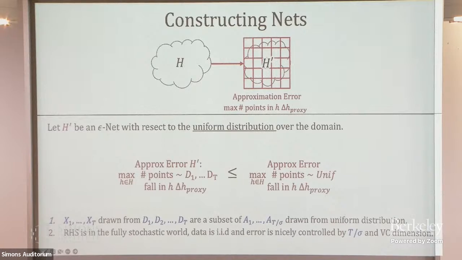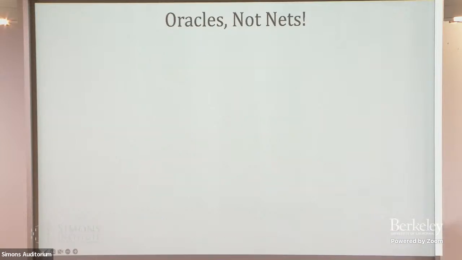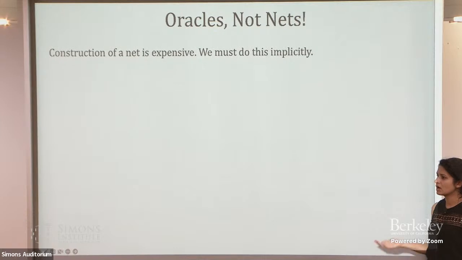So I can create nets. It's not that hard to create nets. But computationally speaking, I don't want to create nets because nets are expensive. That was the whole point of our conversation. So if it's expensive, I must be doing this implicitly and not explicitly. What are some ideas here?